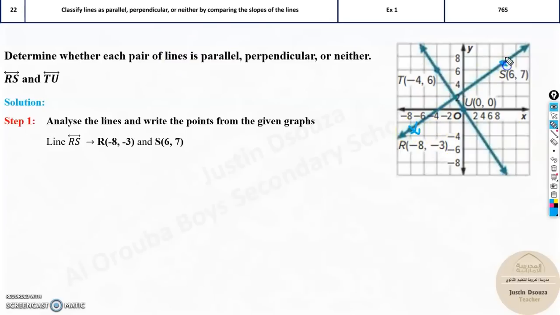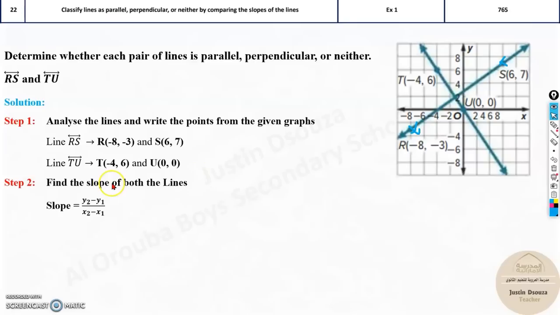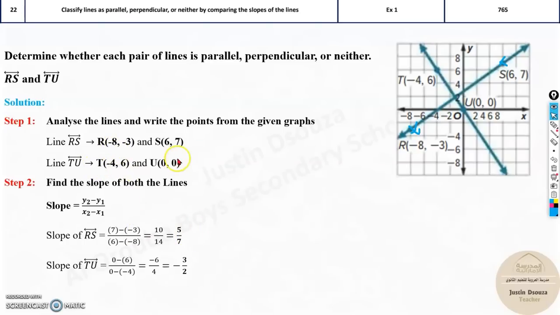Here R and S are on the same line. Take 2 points on the same line and use them as x1, y1, x2, y2, and another line T and U, same thing. Now let's use the slope formula, y2 minus y1 divided by x2 minus x1. Substitute x1, y1, x2, y2. Put it in the formula: 7 minus of minus 3 divided by 6 minus of minus 8. The answer is 5 by 7. Now TU, what's going to happen? 0 minus 6 divided by 0 minus of minus 4, that is -3 by 2.